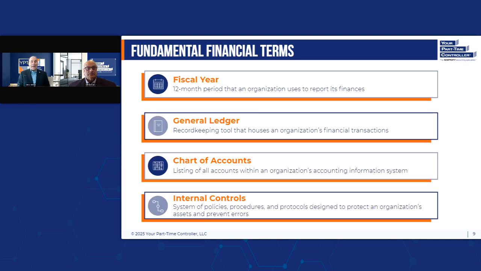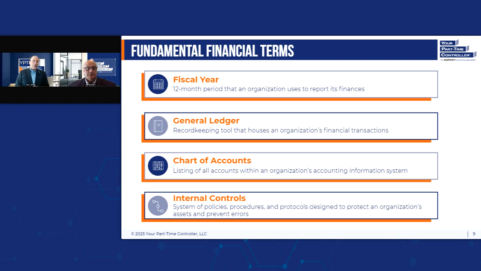All right, let's start back at the bottom and talk about some key financial terminology that we use in nonprofit accounting, or even in accounting in general. So first, let's talk about a fiscal year. A fiscal year is a 12-month period that an organization uses to report its finances. It doesn't have to be a calendar year, and often an organization is going to choose a fiscal year that relates to its operating cycle or major funding sources.